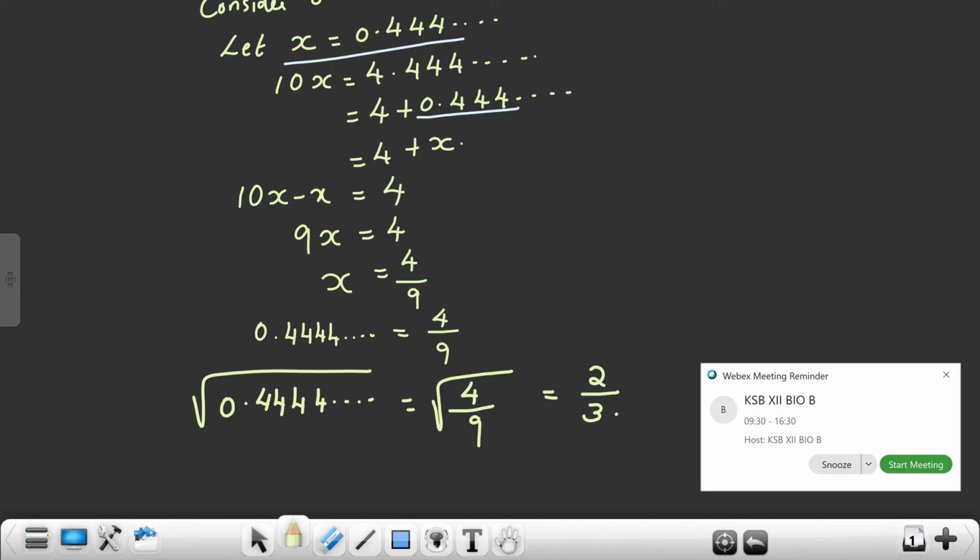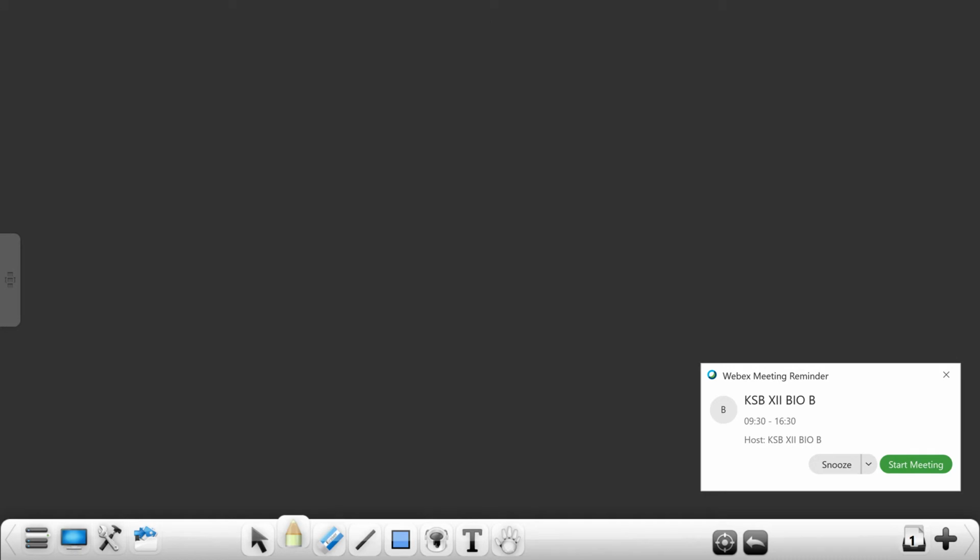But our question is what? Convert this into decimal. Find the decimal form of this square root. So convert the fraction 2 by 3 into decimal form. That you already studied in the previous session, how to convert a fraction into decimal. You find that the answer is equal to 0.666 etc. That we already did. Now second form.